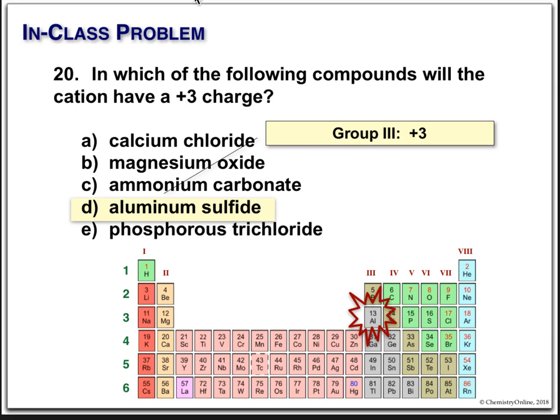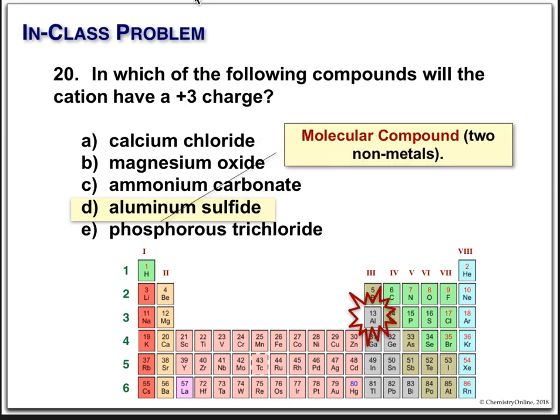Now I didn't even do E, did I? Why not? Because phosphorus and chlorine are both nonmetals. This is not an ionic compound. So there are no charges. Any questions?